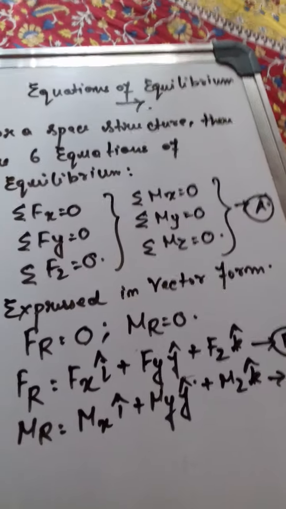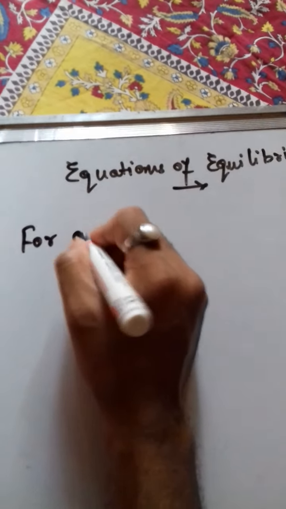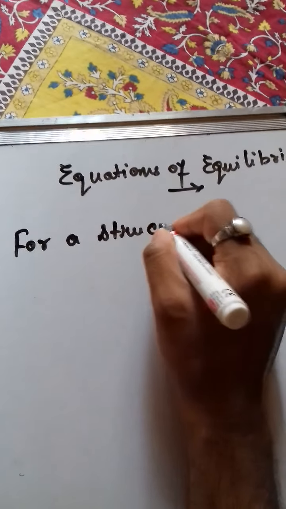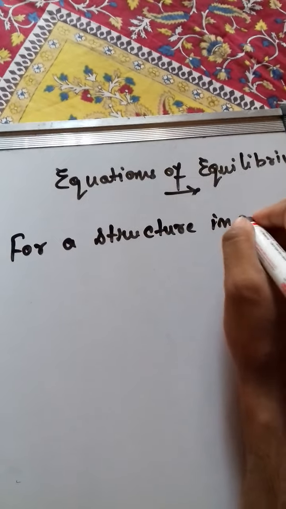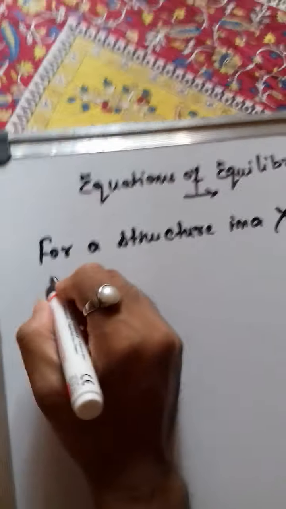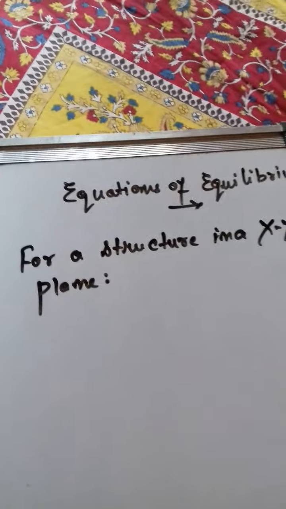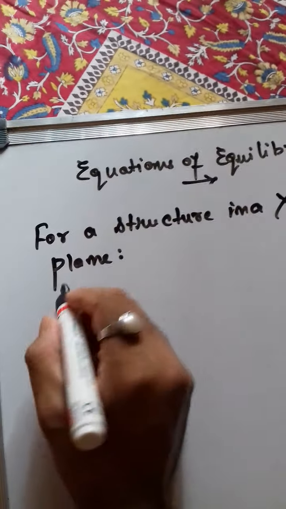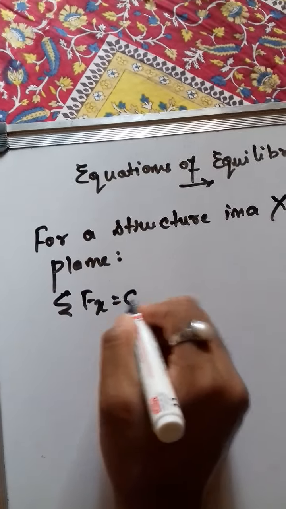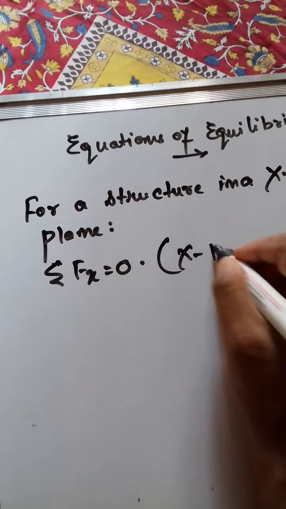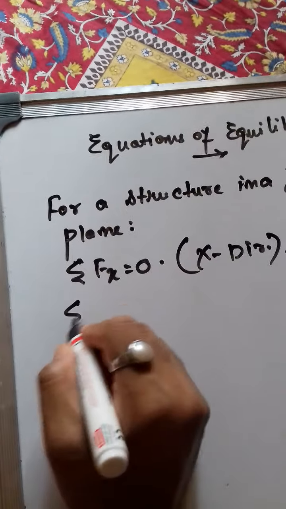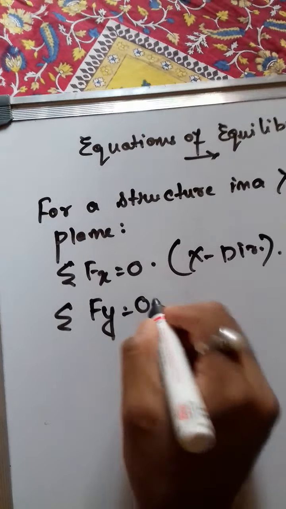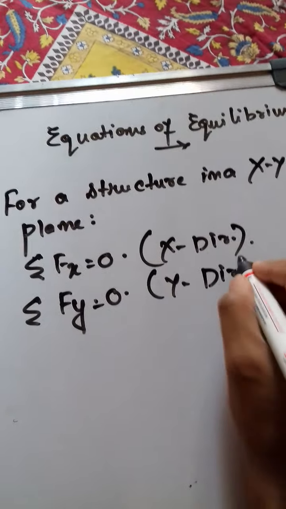Okay, now see, if the structure is in the xy plane, then how many equations will there be? For a structure in the xy plane, all of you know that there are three equations of equilibrium. What are those? Summation of Fx is equal to 0, that is force acting in the x direction. Summation of Fy equal to 0, force acting in the y direction.